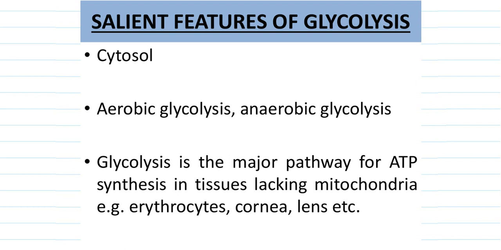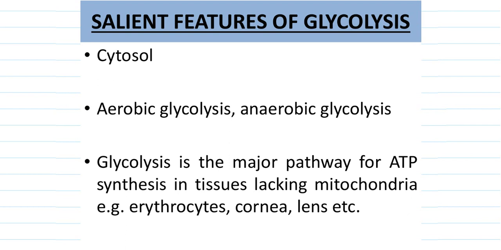So glycolysis occurs in the cytosol. Whenever there is an absence of mitochondria in some tissues, in that case glycolysis provides ATP, for example, erythrocytes, cornea, lens, etc. So glycolysis is the major pathway for ATP synthesis in tissues that lack mitochondria, for example, erythrocytes, cornea, lens, etc.